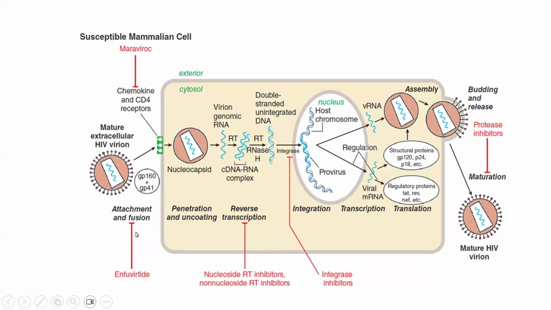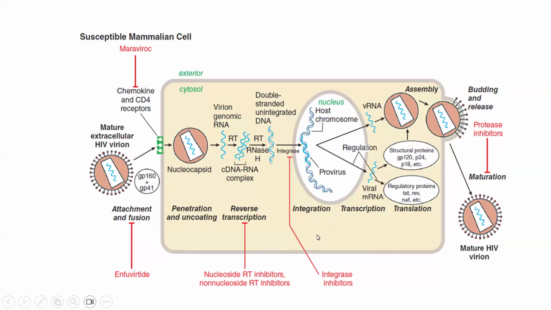main drugs. Fusion inhibitors, we know, mainly inhibit the attachment of the virus to the host cell by binding to these glycoproteins. Okay, so remember fusion inhibitor. Enfuvirtide, from the name itself, you can remember it's a fusion inhibitor. And the chemokine inhibitor is Maraviroc.